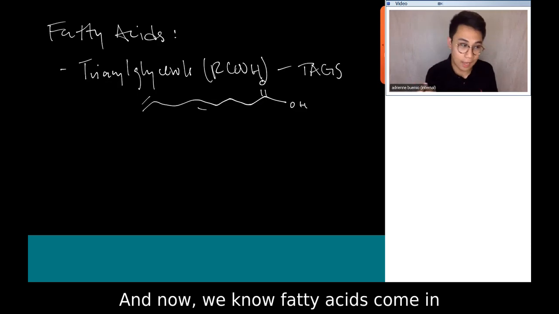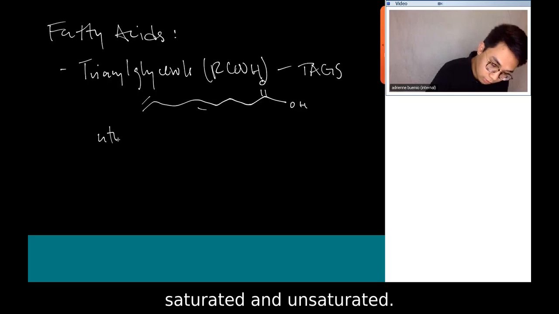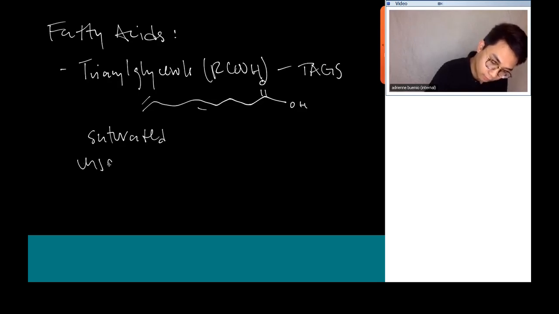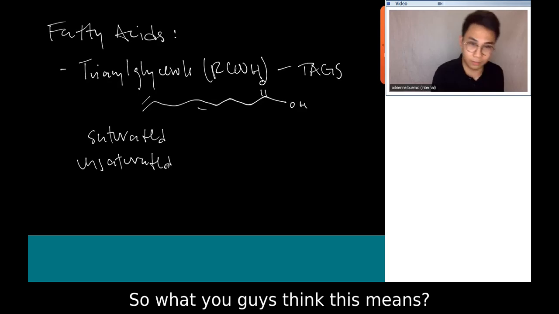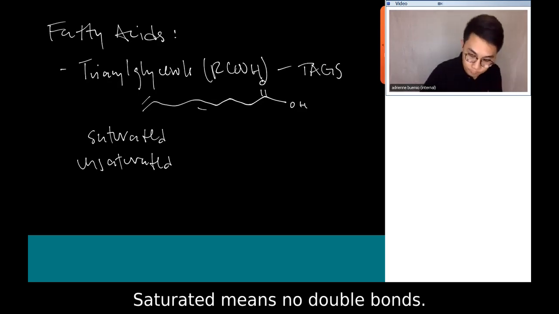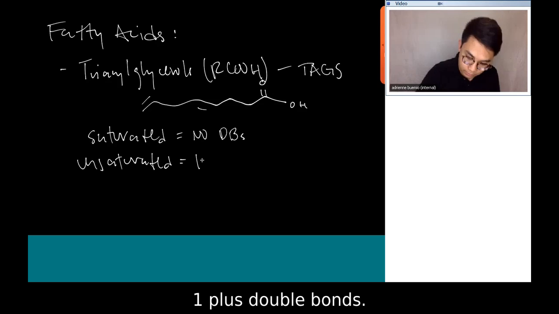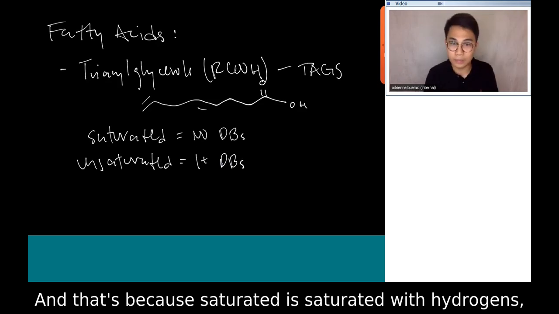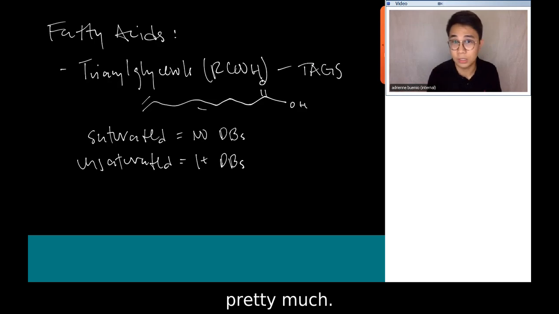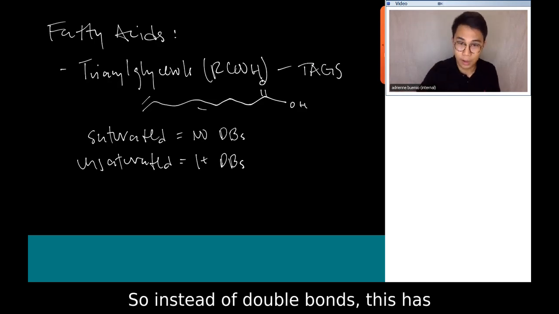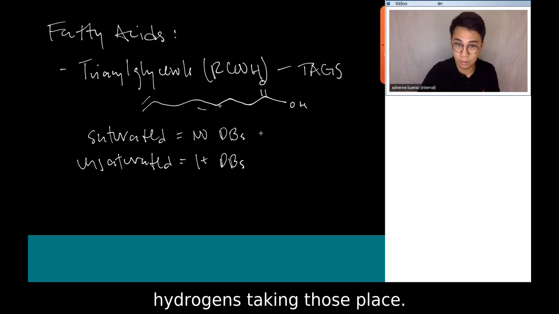And now we know fatty acids come in saturated and unsaturated. So what do you guys think this means? Saturated means no double bonds. This one has one or more double bonds. And that's because saturated is saturated with hydrogens, pretty much, right? So instead of double bonds, this has hydrogens taking those places.